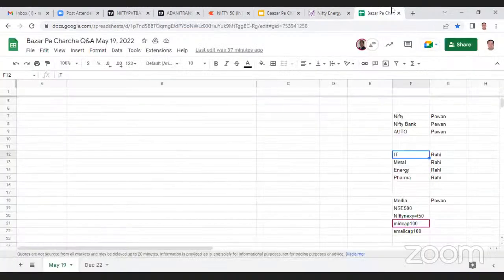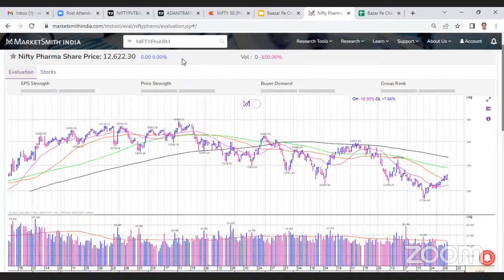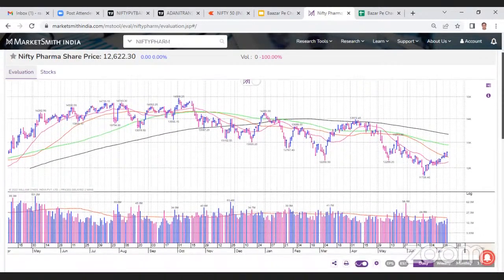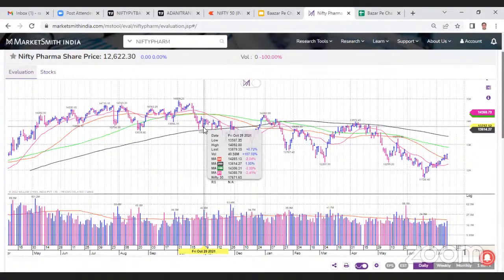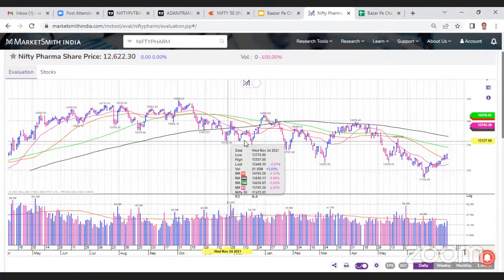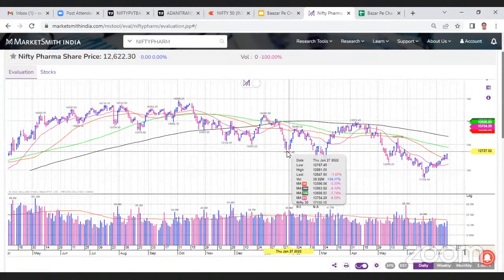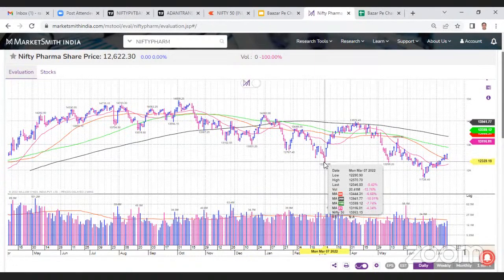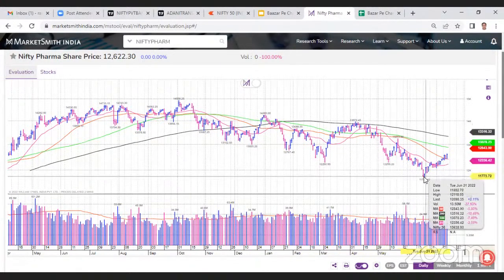Okay. Then Nifty Pharma. Again, this is the daily chart of Nifty Pharma, and we have seen that the index is consistently forming lower lows. If you can see, even in the month of October 2021, again in November, again in December 2021, and so on in January 2022, again March 2022, and again in the month of May, and again in the month of June.